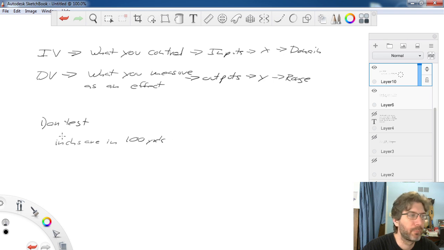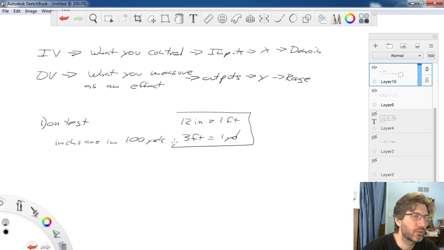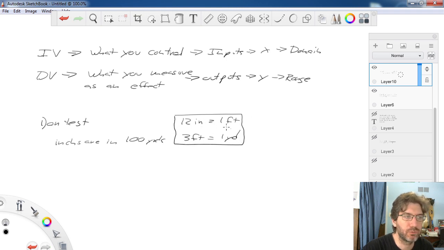You want to turn 100 yards into inches, so you need to know that 12 inches equals 1 foot, and 3 feet equals 1 yard. These are your 2 conversion factors that you need to know. 12 inches equals 1 foot, and 3 feet equal 1 yard.